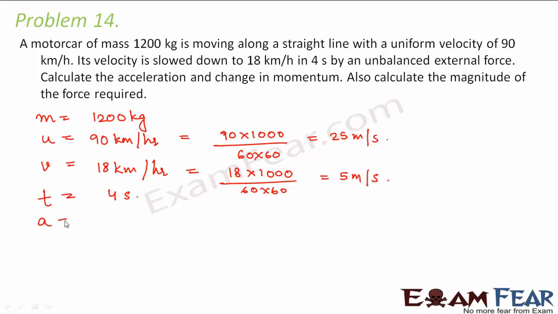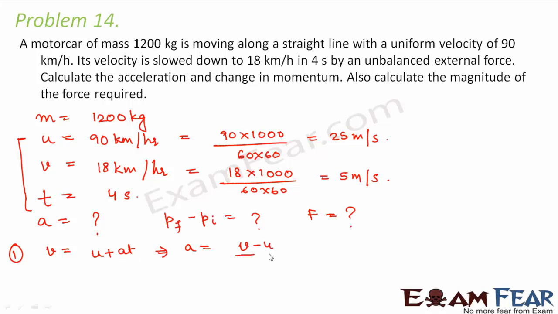So, we have to calculate the acceleration. We also have to calculate the change in momentum. Change in momentum means final momentum minus initial momentum. We also need to calculate the magnitude of the force. In order to calculate acceleration, we will directly make use of the equation of motion, that is the first equation of motion, that is v is equal to u plus at. So from this we see acceleration is equal to v minus u divided by t, that is equal to 5 minus 25 divided by 4, that is equal to minus 5 meter per second square. So this would be the acceleration.